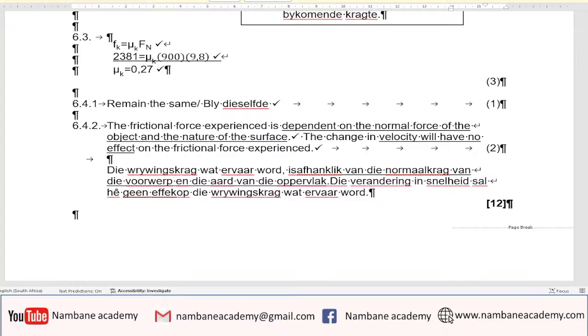Good afternoon, colleagues. I agree with 6.4.2 being part marking. At least then the learner can get one if they don't have all of it.